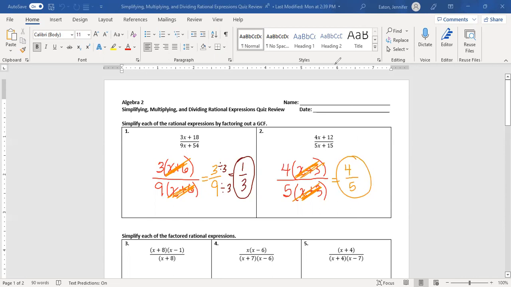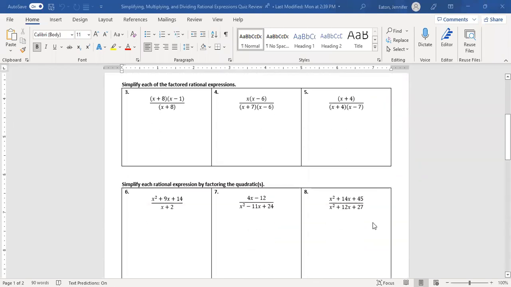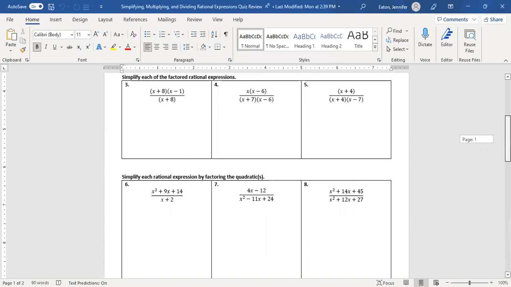I'm going to go ahead and clear that out. So if you need to pause the video, go ahead and pause it. All right, scrolling down. Now we're going to look at how we can simplify the already factored rational expressions.